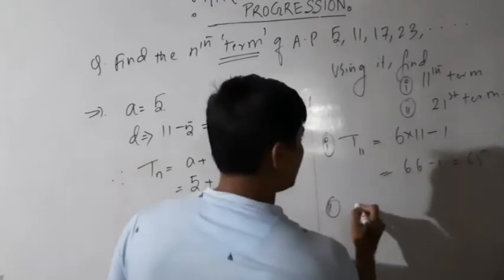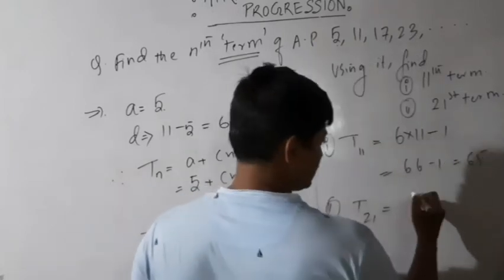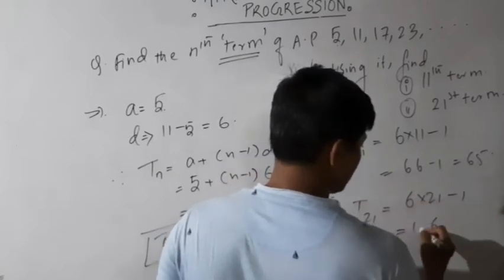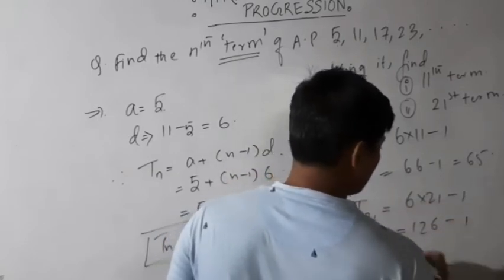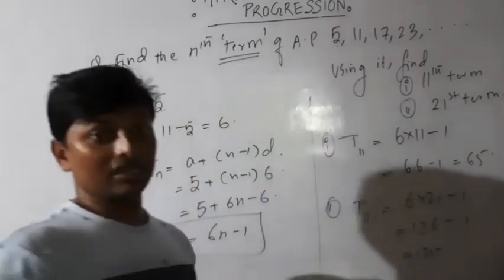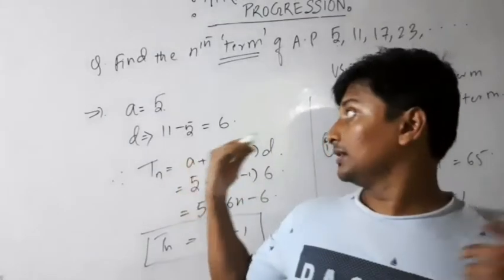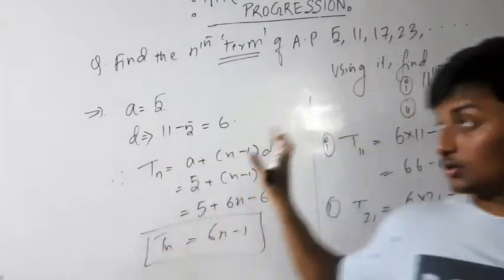Now for the second one, we have to find the 21st term. See, in place of n, I'll write 21. So it will be 126 minus 1, which gives me 125. So the answer came 125. See how fast you can do this particular problem. Very easy problem. One problem always comes in the board from this chapter, so you should do it minutely.